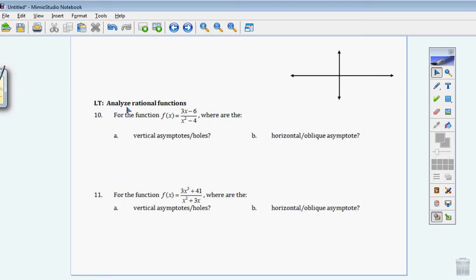Video here on rational functions. We'll see how far we get here, but I know a lot of students want some help with these.